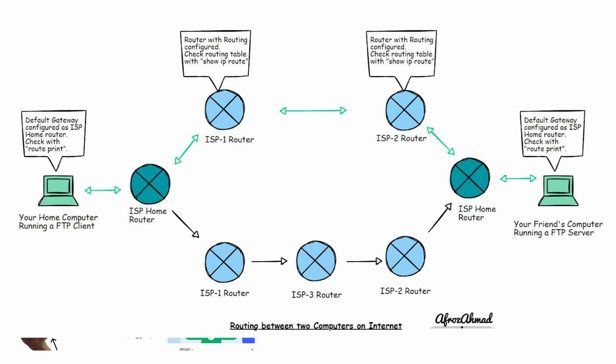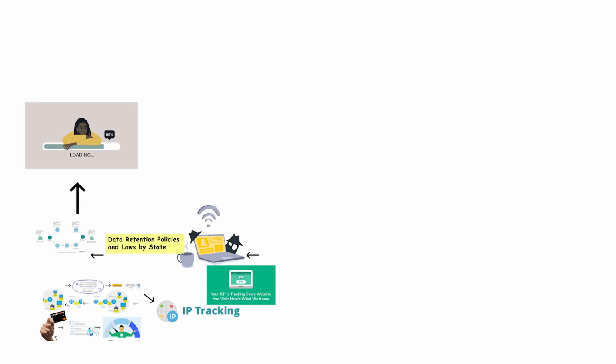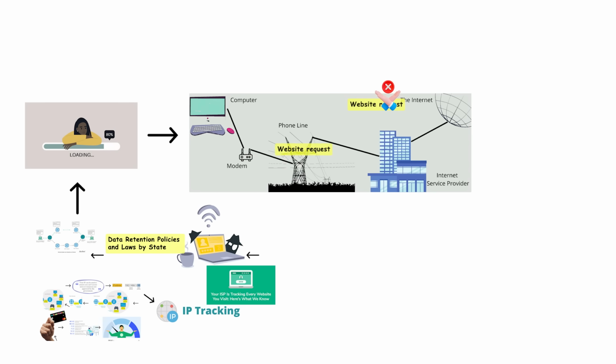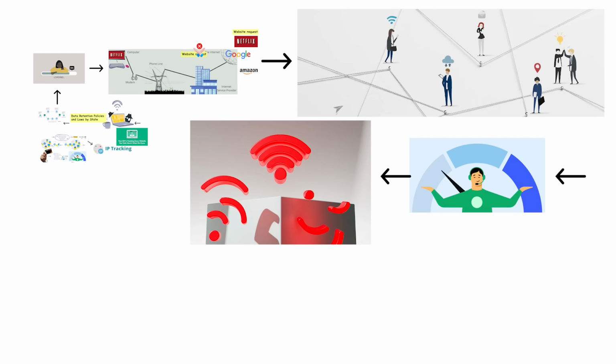ISPs make the first set of routing decisions for your data. When you load a website, your request goes to your ISP's network first. Their routers look at where you're trying to go and decide which path to send your data down. If their network is congested, your traffic slows down. If they have a bad connection to certain parts of the internet, your experience suffers.